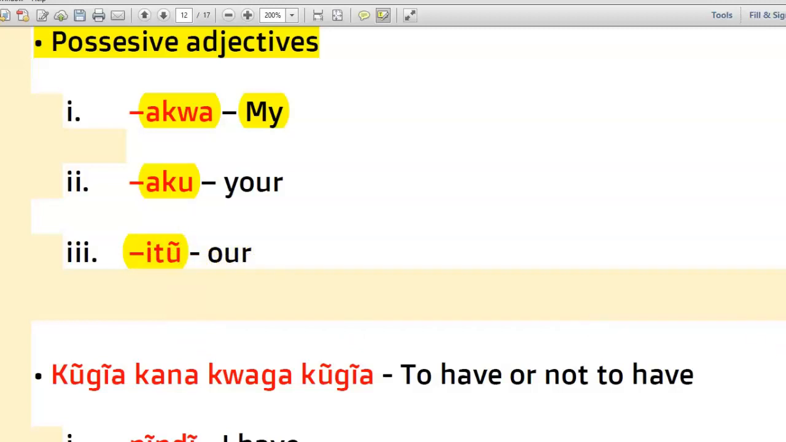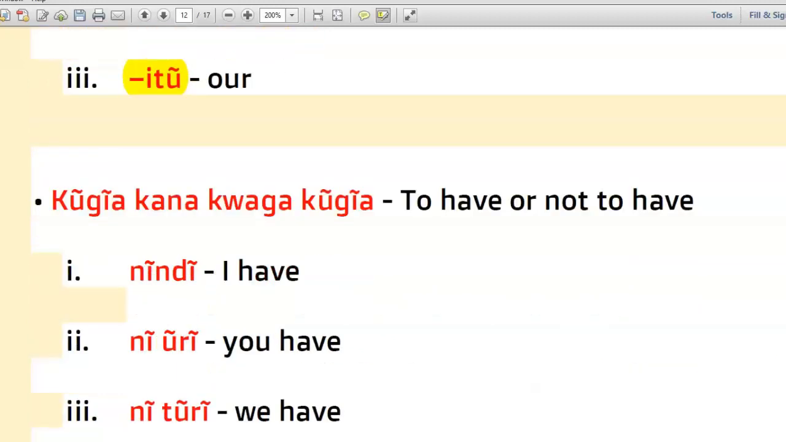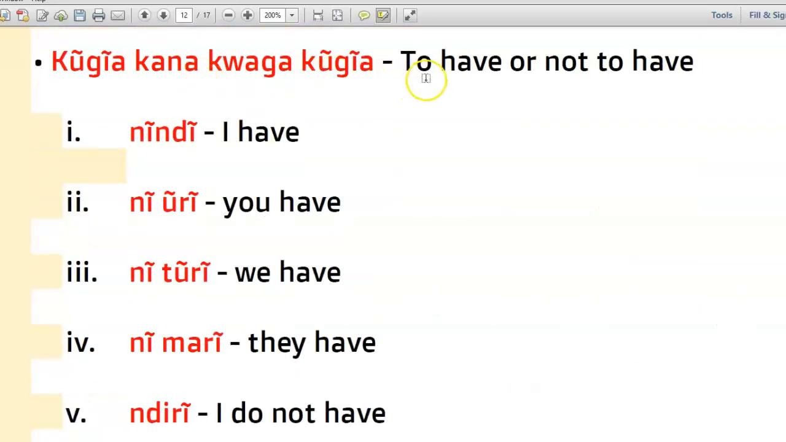Now you can either possess something or not possess it. So to have or not to have. Kũgĩa, kana kwaga kũgĩa. Kũgĩa is to have. Kana is or. Kwaga kũgĩa is not to have. If you say nĩndĩ, it means I have or I do have.